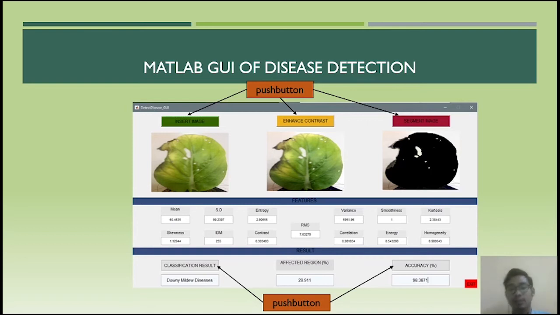and then segment image. We only select the cluster that contains the disease area, and then classification result to obtain the name of the disease, and lastly the accuracy. On this GUI we are also provided the value of the feature extracted and the affected region.